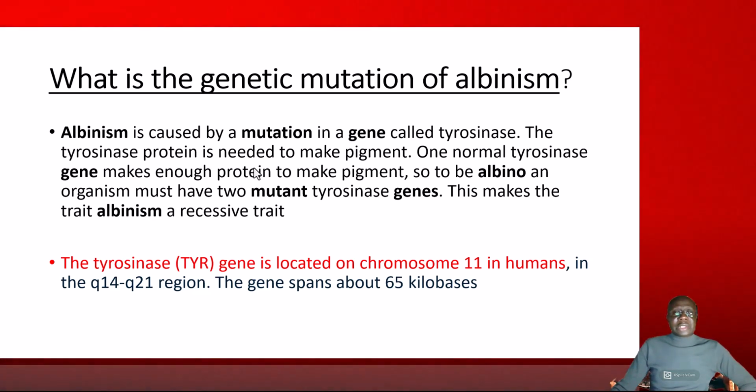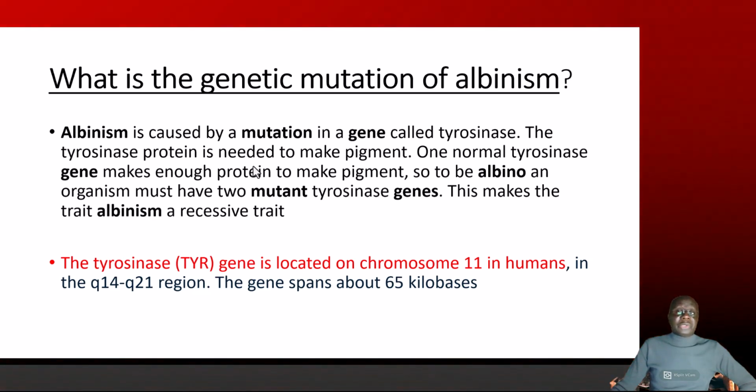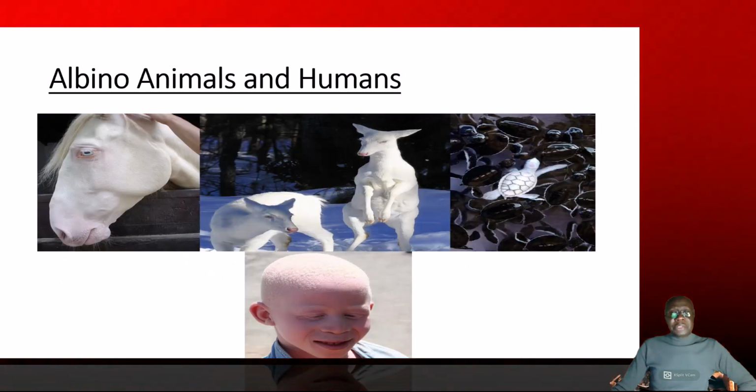Also, this is an inherited disease. Your parents must have been carriers, and then they marry together, and you inherit two bad copies, so the copies cannot make anything good. That is why you become an albino. Albinism also happens in animals. You can see horses, and you can see a turtle here. These are all black turtles, but this turtle is albino. It becomes a white turtle.